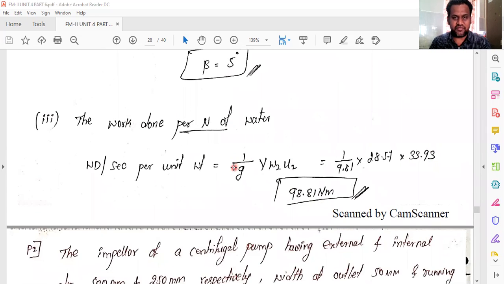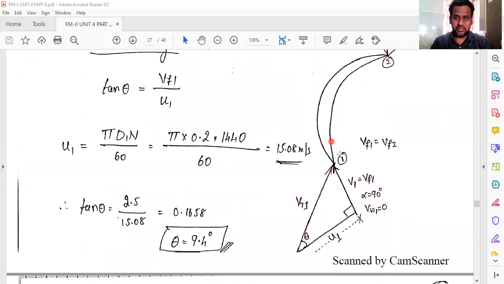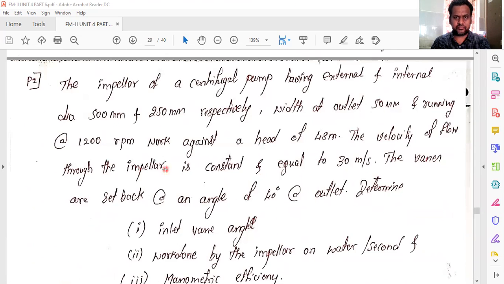Okay, so that is the first question. I hope you understood. Simple question. Only thing is you need to remember this velocity triangle diagram. Let's move on to the second problem.